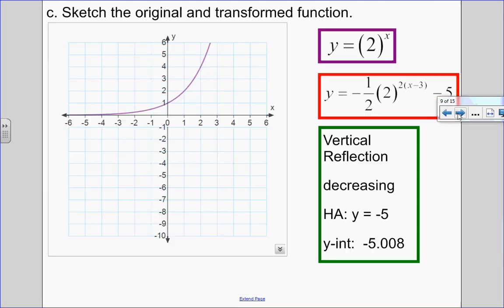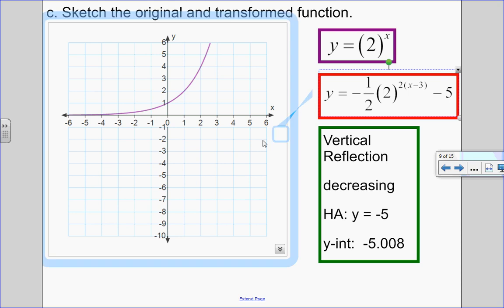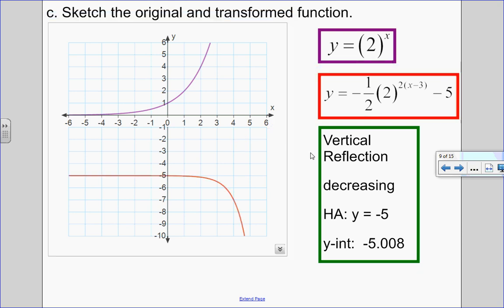So let's look at the graph. So here I have the graph of 2 to the exponent of x, my nice base function. Now, this function here, we're going to put it together. We're going to have a vertical reflection. It's going to be decreasing. Horizontal asymptote at -5, y-intercept at -5.008. So looking at this graph here, that's what it looks like.